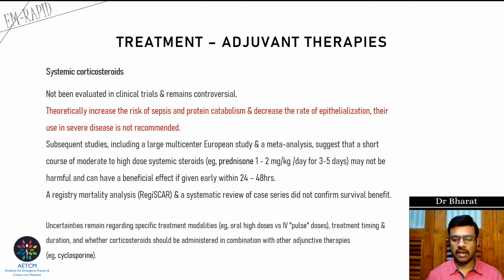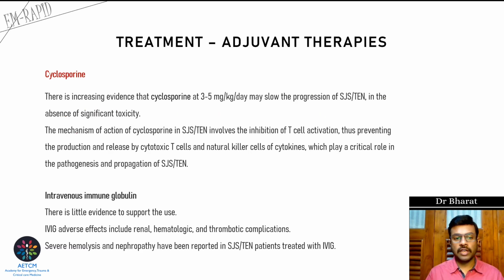There are also uncertainties regarding specific treatment modalities, that is, whether a high dose or low dose should be given, or whether to pulse the patients. The timing and duration of steroids are also uncertain, and it's not clinically proven till now. Coming to cyclosporin, there is increasing evidence that cyclosporin given at 3 to 5 mg per kg per day may slow the progression of SJS/TEN in the absence of significant toxicity.